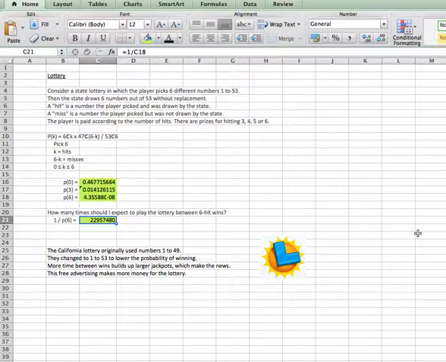Okay, the California lottery originally used the numbers from 1 to 49. It's interesting that they changed to 1 to 53 to lower the probability of winning. The idea is that more time between wins builds up larger jackpots, and these make the news. So this free advertising makes more money for the lottery. Okay, this is another good place to pause and practice these Excel calculations.